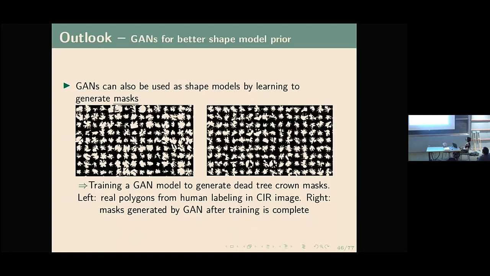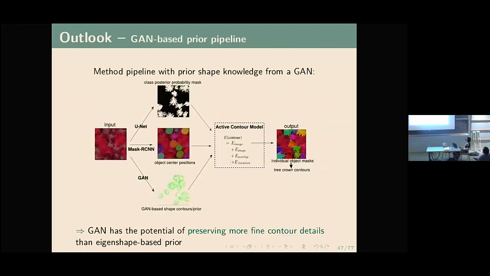I thought I had the results of the contours after we put that into the pipeline, but do I? Maybe. Oh yeah, well, this is what the pipeline would look like if we included the GAN. So we would be including those shape priors.